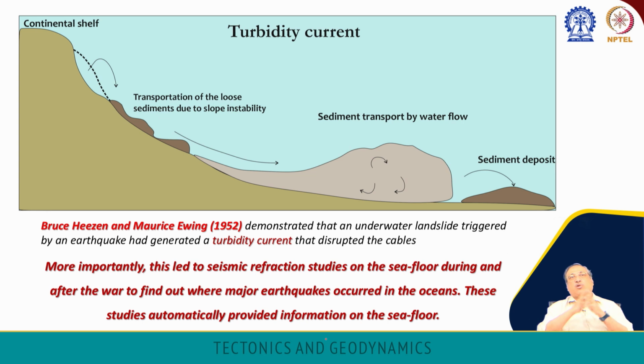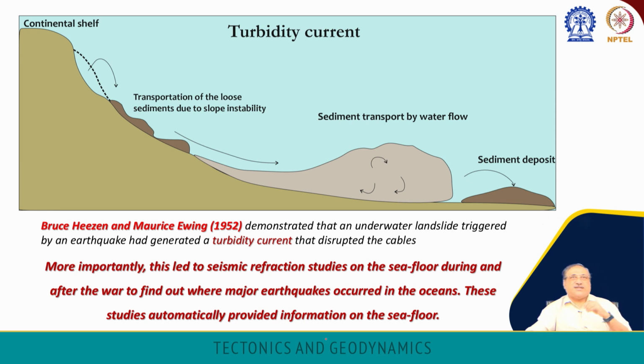And there, a person called Bruce Heezen, he actually worked with the most important person in the lab, whose name was Morris Ewing. And in 1952, they demonstrated that there was an underwater landslide which had actually been dislodged by the earthquakes. And this happened really off the coast of Newfoundland, which is the northern part of Canada.